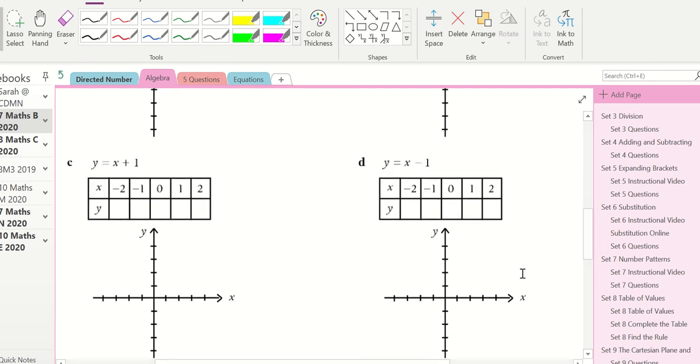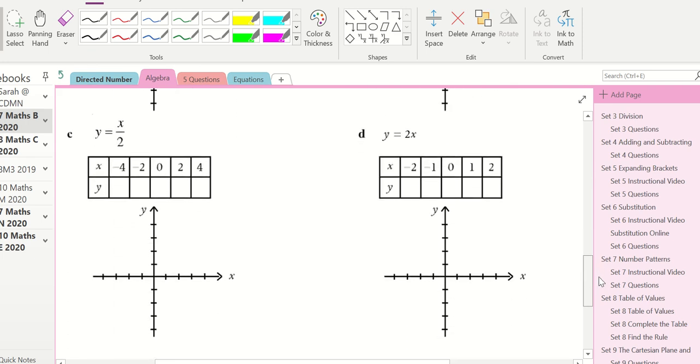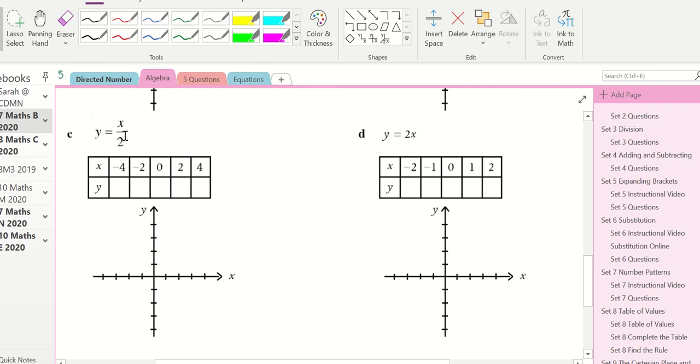If we come down here, our new rule is x plus 1, so we're going to add 1 to each of these numbers. Our rule here is take away 1, so we're going to take 1 off each of these numbers. Here our rule is x divided by 2, so we're going to divide each of these numbers by 2. And here our rule is times by 2, so we're going to times all of these numbers by 2. Okay, and then you can plot them on a Cartesian plane. Lovely. All right, enjoy. Have fun.